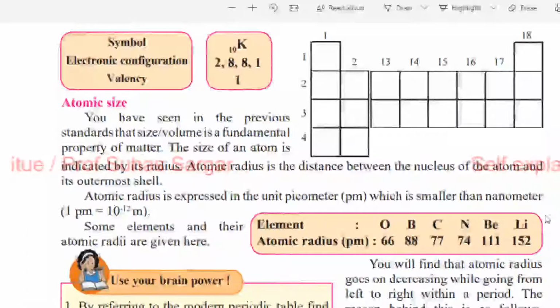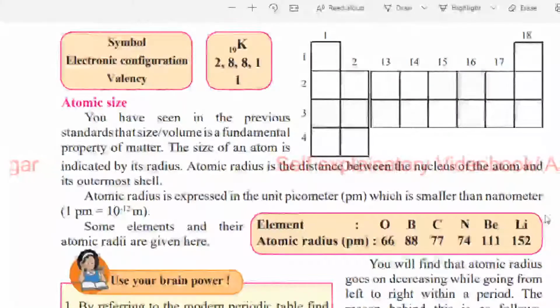Atomic radius is expressed in the unit picometer, which is smaller than nanometer. 1 picometer is equal to 10 raised to minus 12 meter. Some elements and their atomic radii are given here. Elements and their atomic radius in picometer.